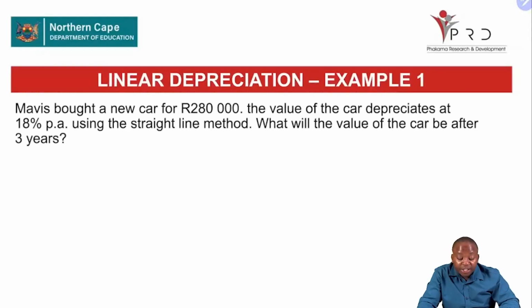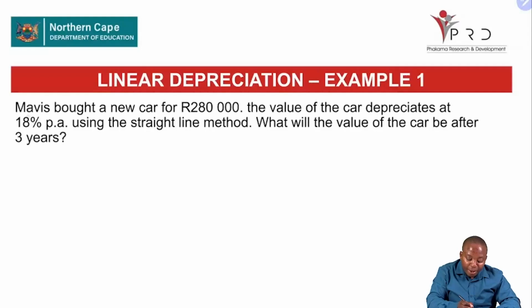Now let's have an example under this one. Mavis bought a car for 280,000. The value of the car depreciates at 18% per annum using the straight line method. What will the value of the car be after 3 years? Remember this is still finance. Step number one, collect the data. Collect the information as given from our statement.